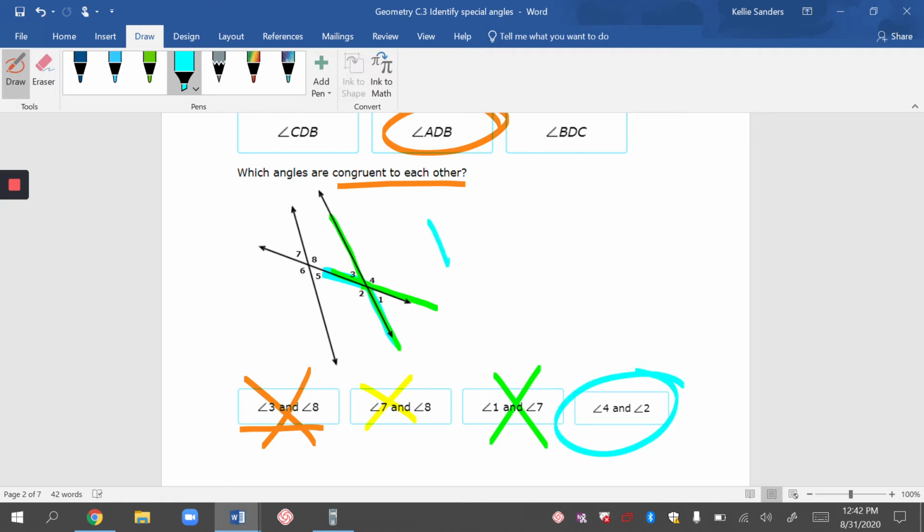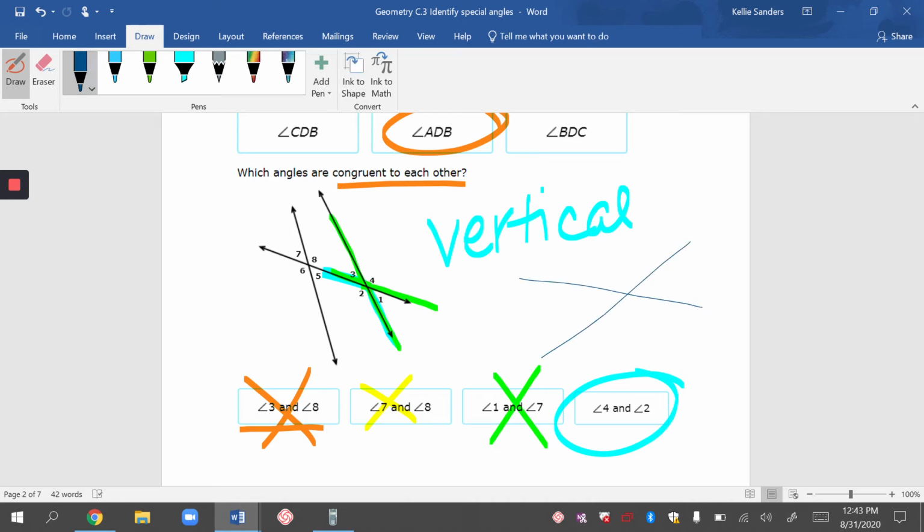The reason that they are congruent is because they are vertical angles. The reason that they're vertical, let me draw 2 lines intersecting right here. Let's name them 1, 2, 3, and 4. When you have 2 lines that intersect, the angles that are across from each other are vertical angles. So 1 and 3 are vertical, and 2 and 4 are vertical, which means 1 and 3 are the same size and 2 and 4 are the same size. Since 2 and 4 are vertical angles right there, they are congruent.